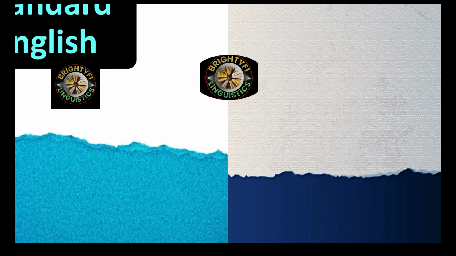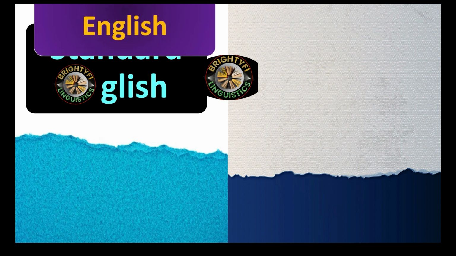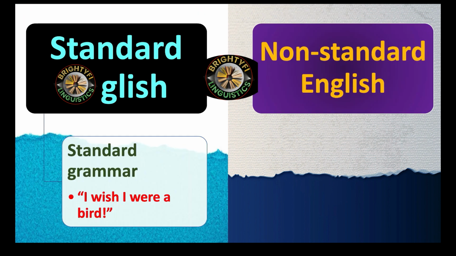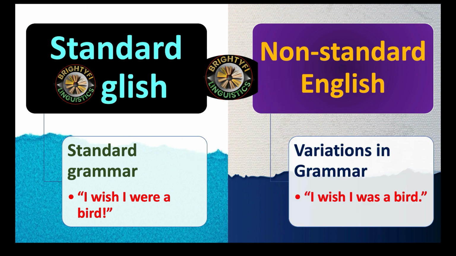We continue our discussion about standard English and non-standard English. Basically, standard English follows a standard rule of grammar, like I wish I were a boat. Every component of grammar is followed in standard English, while we notice variations in the use of grammar in non-standard English. Sometimes you just don't care about the grammatical pattern or the rule, like in this example, I wish I was a bird. Instead of were, here it is was. And I think that is not the right way of using language.